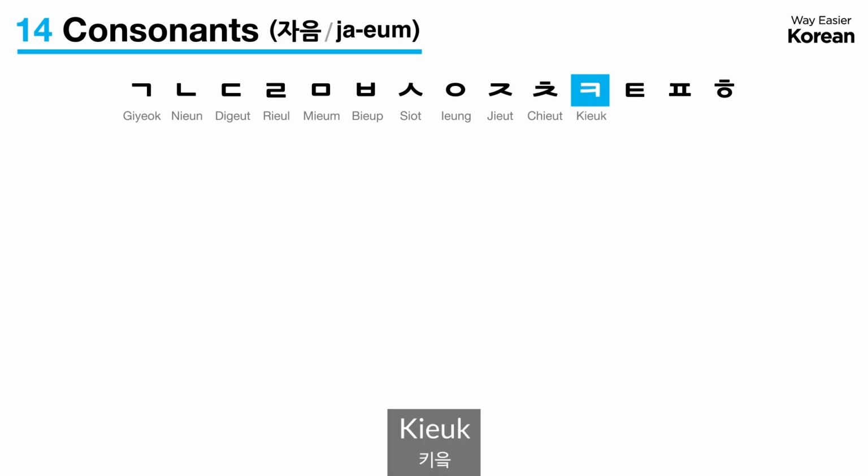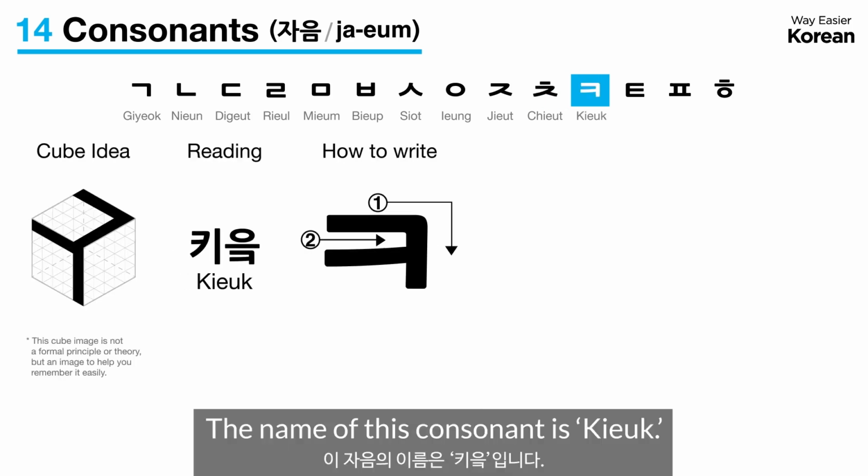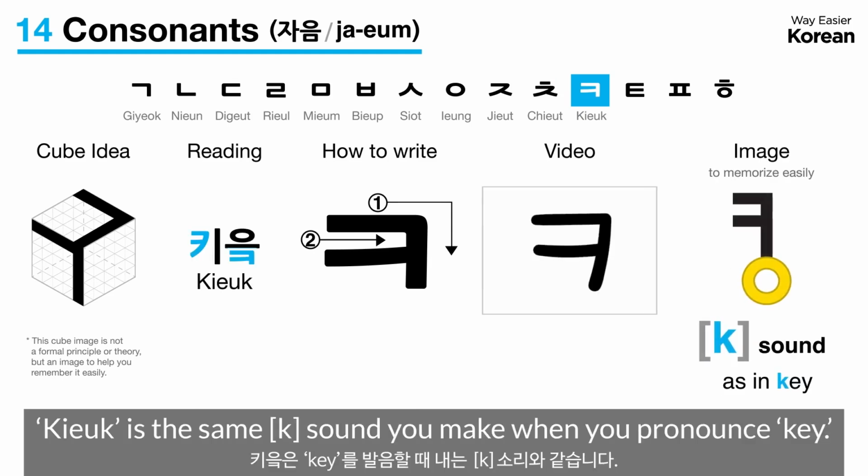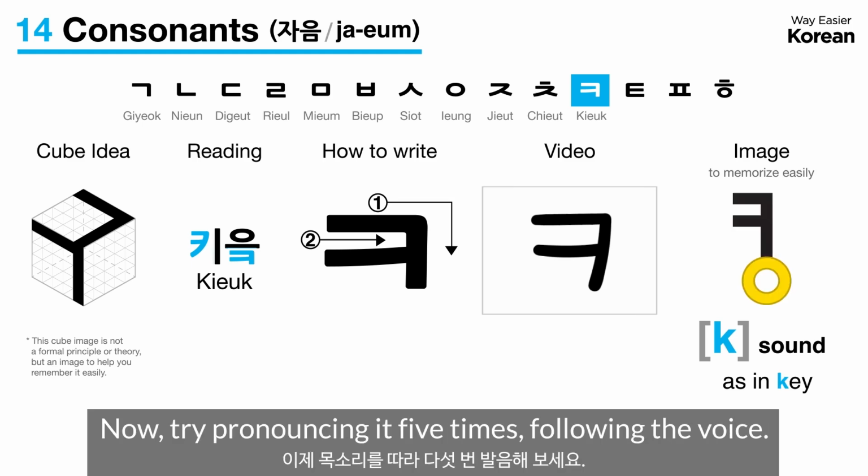키읔. The name of this consonant is kieuk. Kieuk is the same k sound you make when you pronounce ki. Now, try pronouncing it 5 times, following the voice.